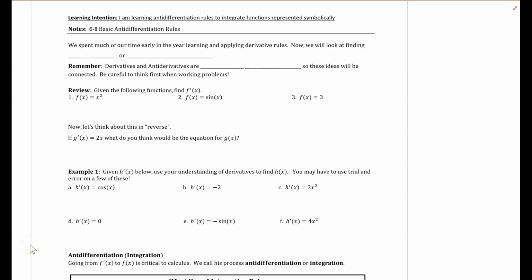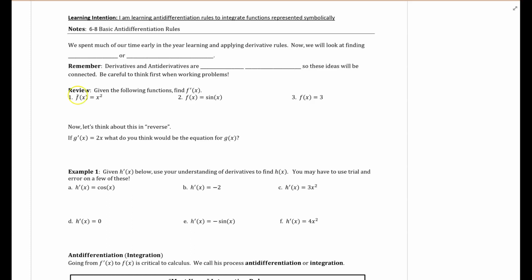Hello, welcome to this video 6-8, and we are going to talk about anti-differentiation. Now, our learning intention is to learn anti-differentiation rules so that we can integrate functions represented symbolically or algebraically.